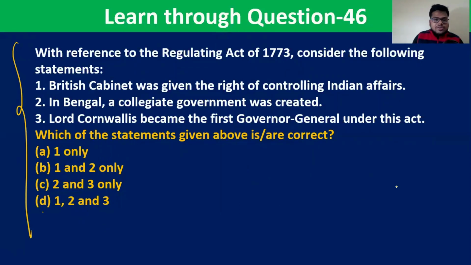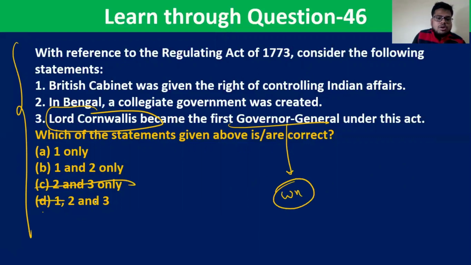Now, obviously, the third statement, Lord Cornwallis became the first Governor General, is not true. The first Governor General was Warren Hastings. So the third statement becomes wrong. Statements 1 and 2. Now 1 is obviously right, so you don't have to check 1.